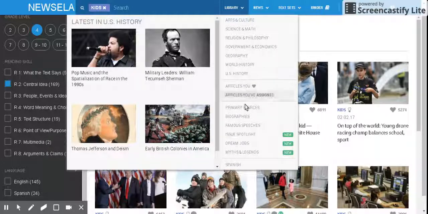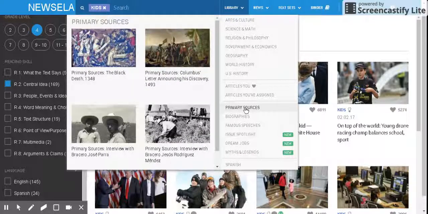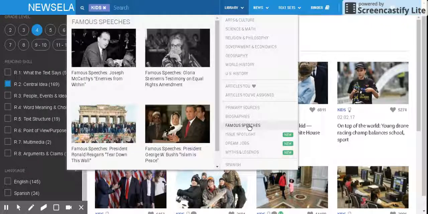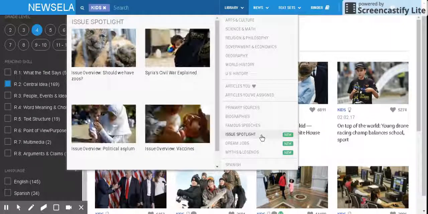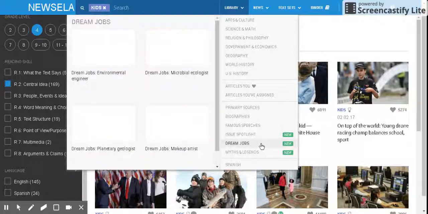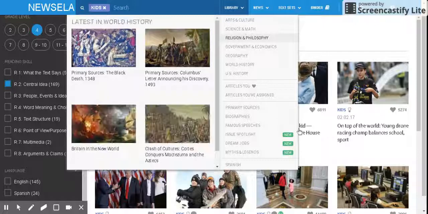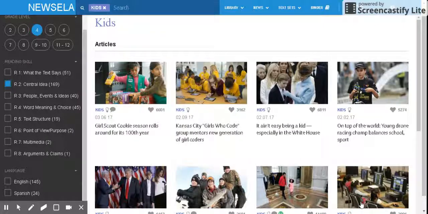and then I can also come down here to primary sources. I can also look at biographies. There are famous speeches. Also, we have some new information here about issue spotlight, dream jobs, myths and legends. Okay, and I'm going to stop here in a second and come back to you in my part 2.